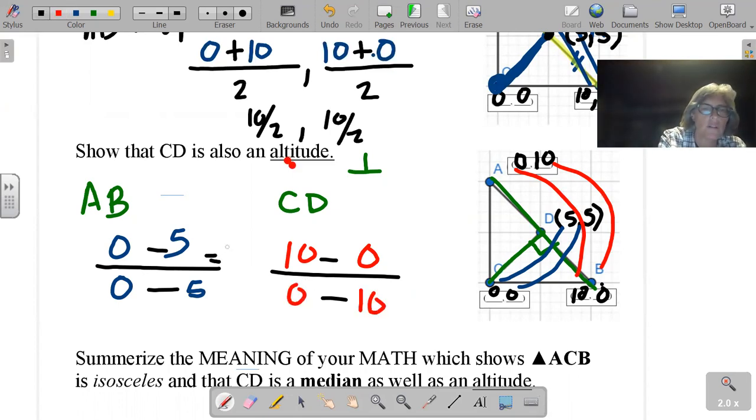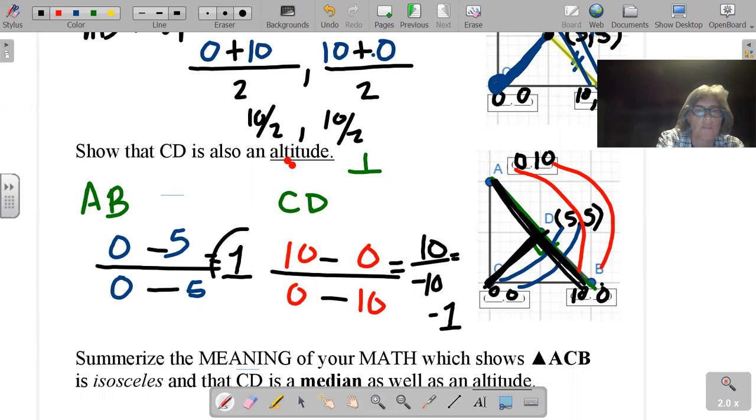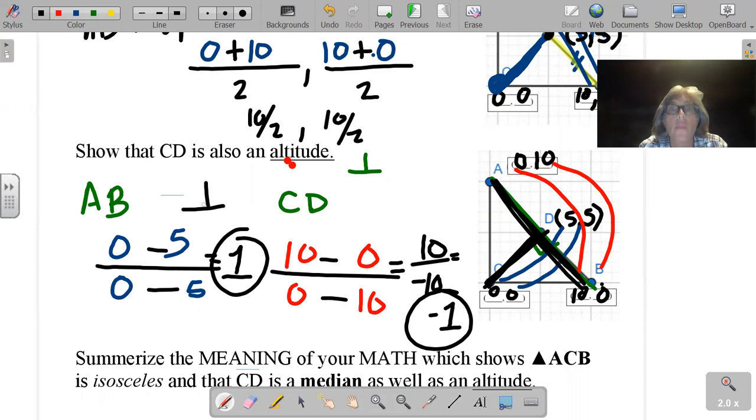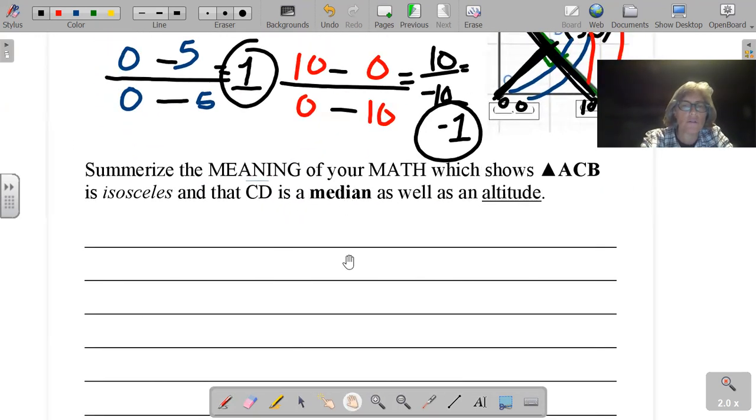Watch very carefully. Of course, this is negative 5 over negative 5. Negative divided by a negative is a positive, so that is positive 1 slope, which we would expect because it's going upward from left to right. This is 10 over negative 10, which is negative 1, which we would expect because it's going down from left to right. So you have just proven that these are perpendicular, creating a right angle. Therefore, it's an altitude. The write-up is the most important, friends. Math, meaning, punchline, every single time.